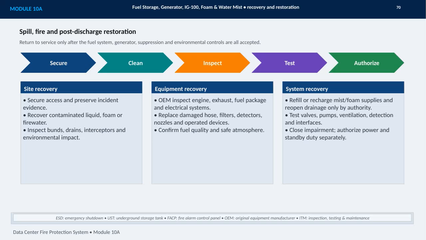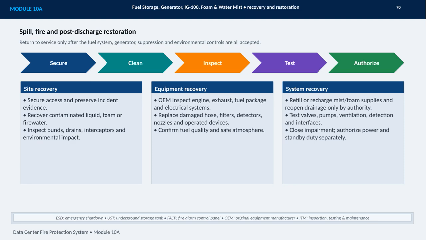This module focuses on recovery and restoration after a spill, fire, or suppression system discharge. The objective is not simply to clean up and restart. Return to service only after the fuel system, generator, suppression equipment, and environmental controls have all been accepted. The recovery sequence is deliberate. Secure the area, clean and remove contamination, inspect affected systems, test their operation, and authorize return to service.